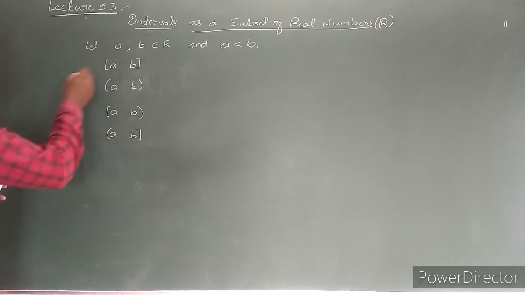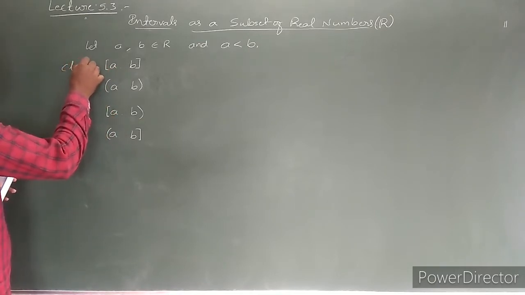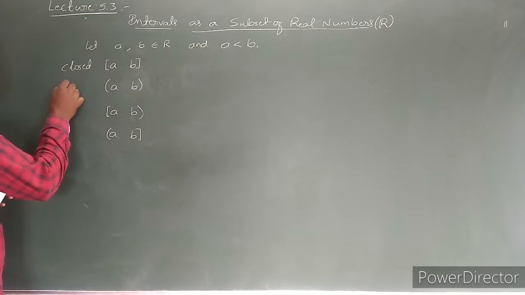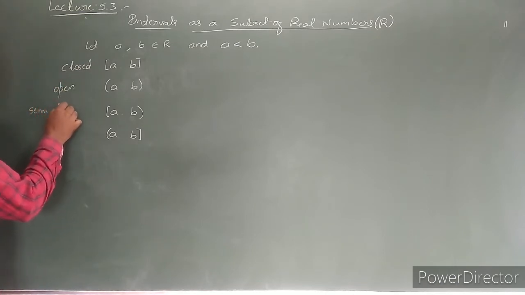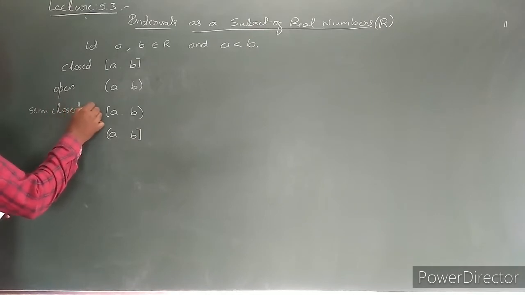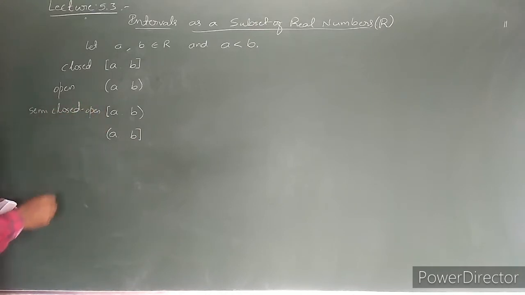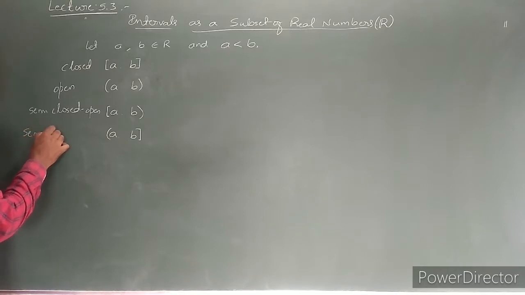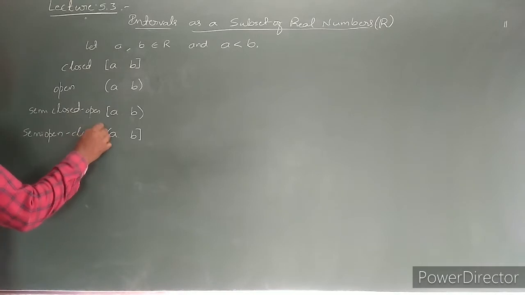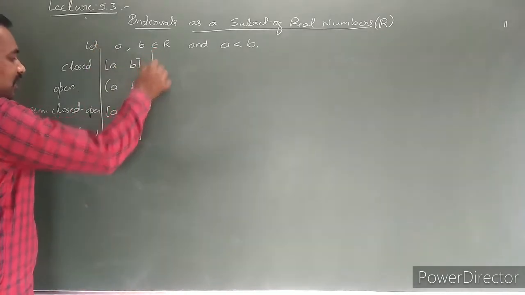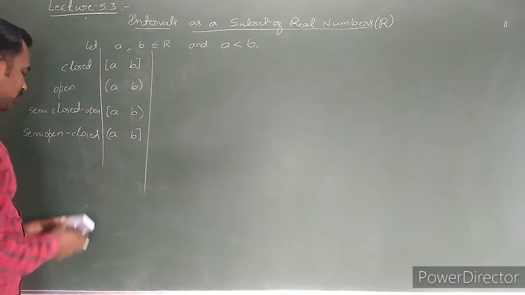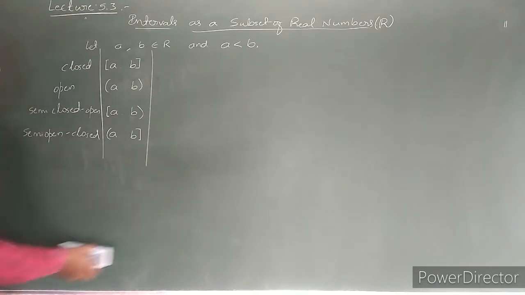What are those? This is the closed interval. This is said to be an open interval. This is the semi-closed open interval, and this is said to be a semi-open closed interval. These are the names. Here I just make the table. Very important part. Write it down in your notes.